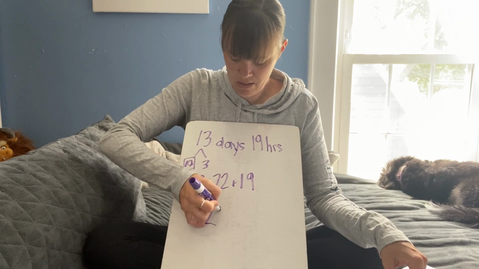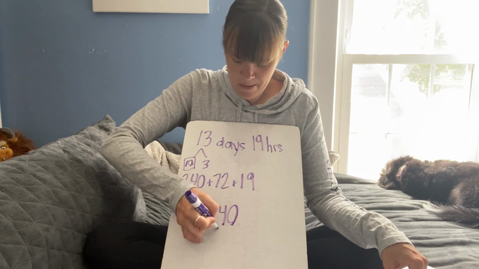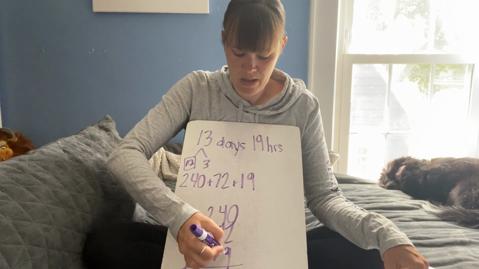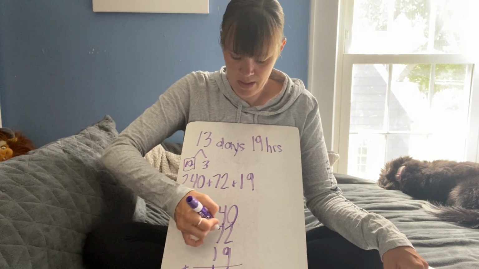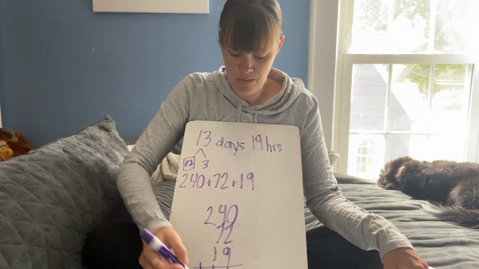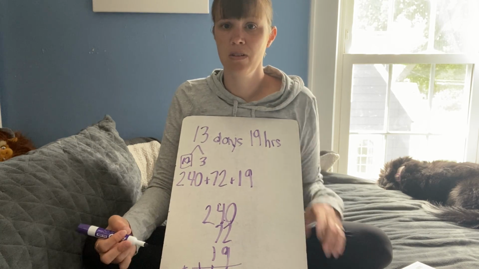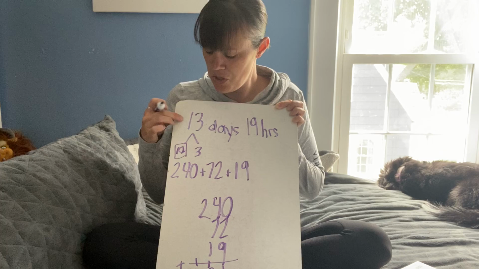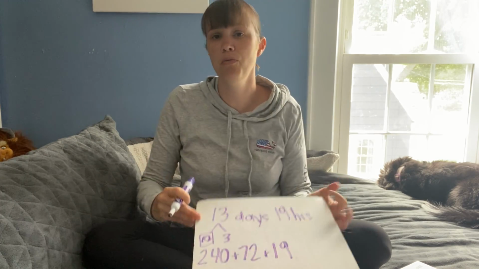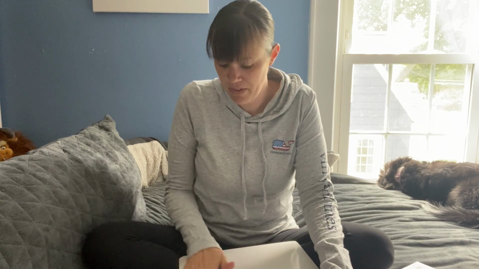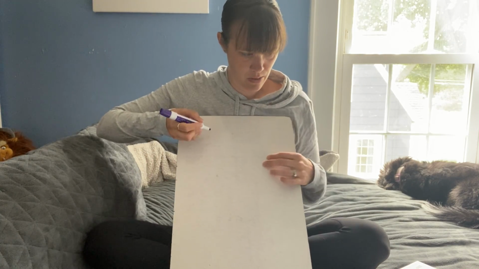So I'm going to write this up and down. 240, 72, 19. 9, 10, 11, 7, 8, 9, 10, 11, 12, 13, 331 hours. So see how I did it that way? Now, if you wanted to just multiply 13 times 24, go for it, and then add your 19. That's perfectly fine.